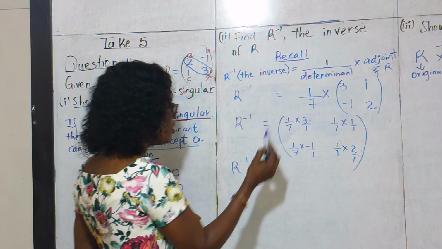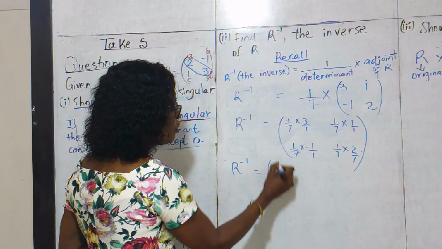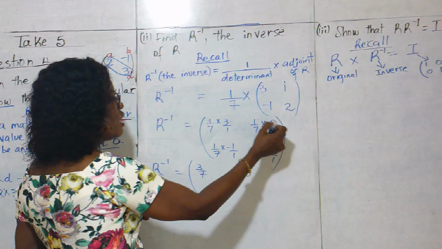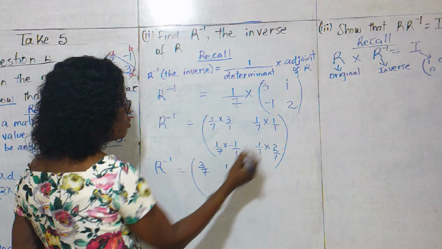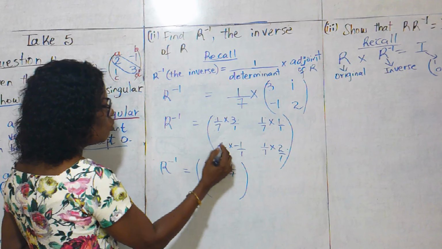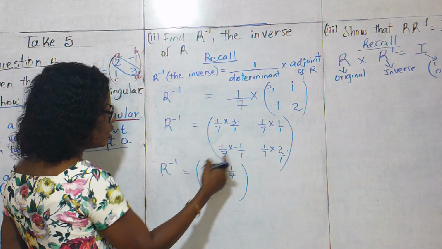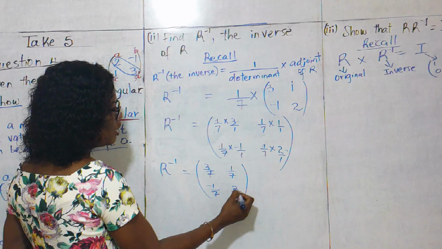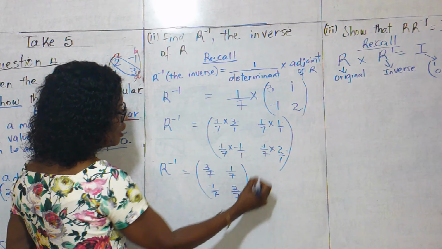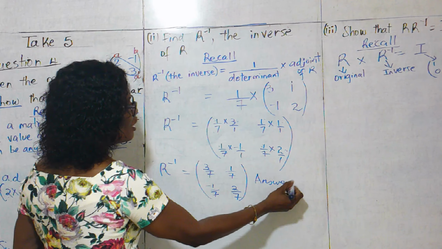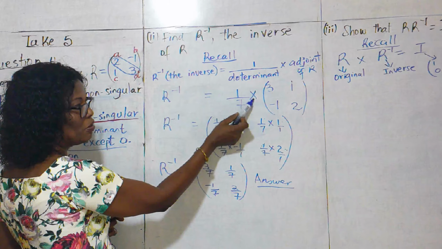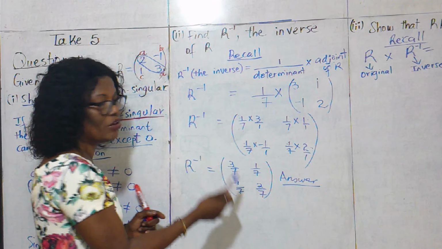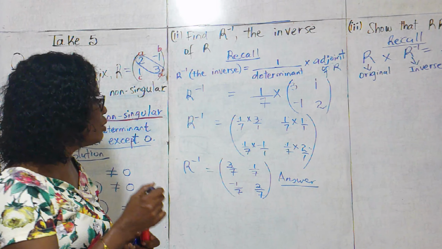So the 2 top numbers, 1 times 3 gives me 3. Over 7 times 1 is 7. 1 times 1 is 1. 7 times 1 is 7. 1 times negative 1 is negative 1. 7 times 1 is 7. 1 times 2 is 2. And 7 times 1 is 7. Again, it's okay to leave your answer like this without the multiplication sign for simplicity. Or you can go a step further and leave your answer as a fraction. Either way, you will get full marks.